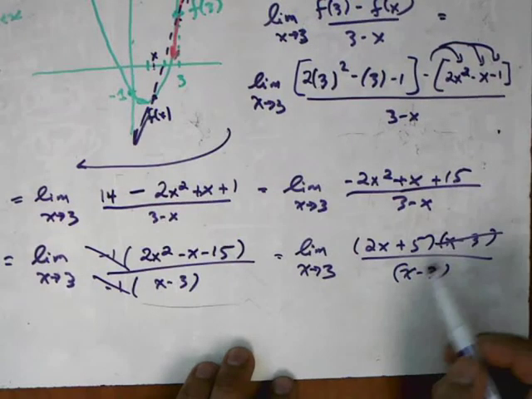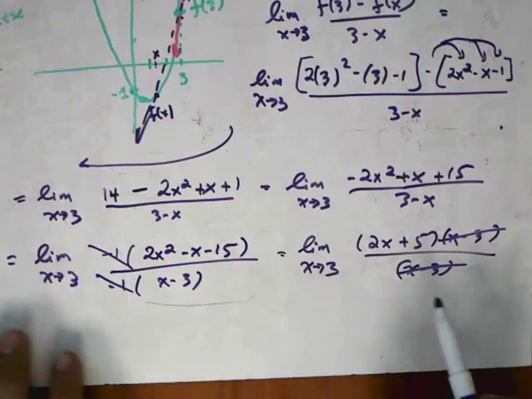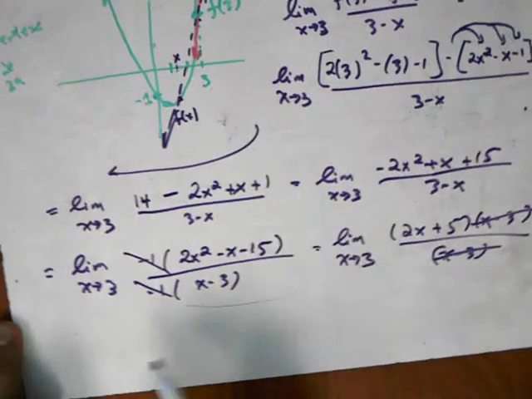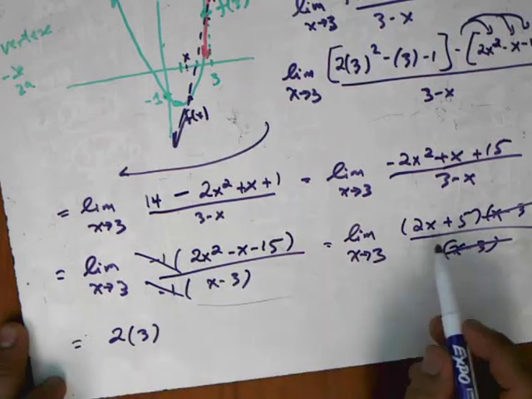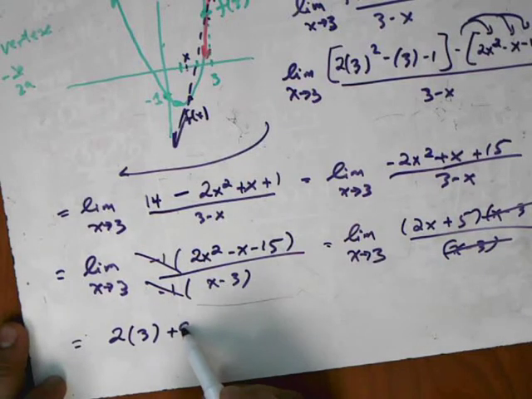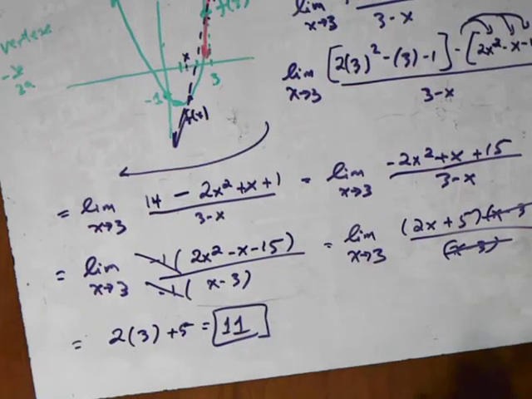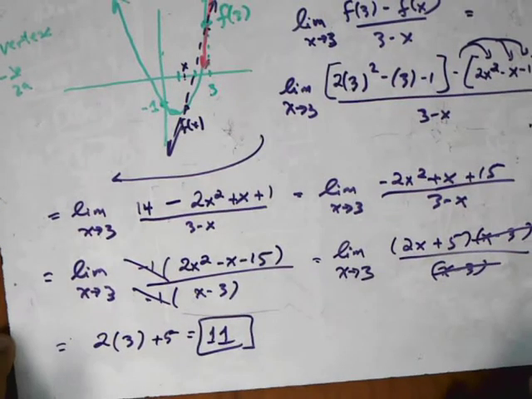So these terms cancel. And the nice thing about this, now that it cancels, is I can do direct substitution. So this is 2 times 3 plus 5, which is 11. Whew, that was tough. Okay.